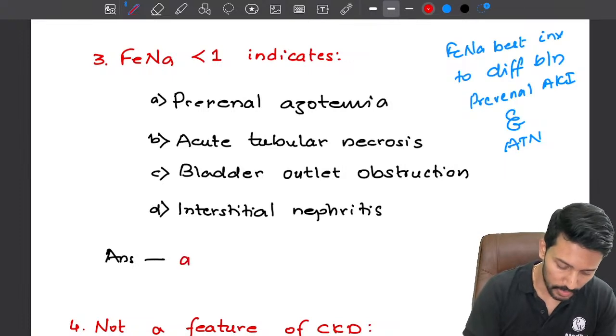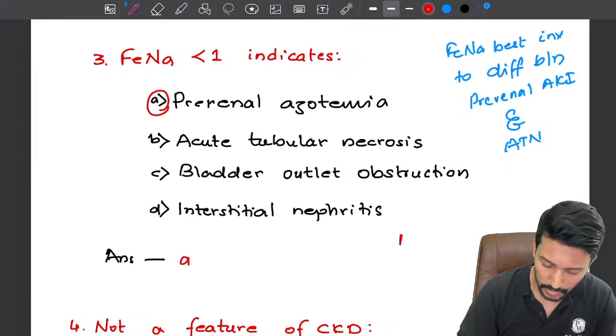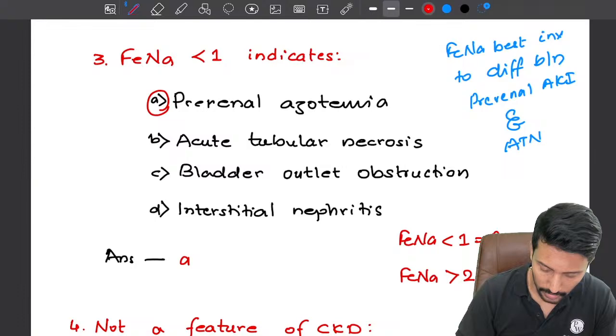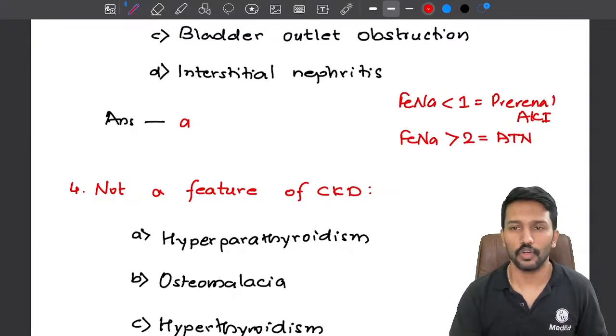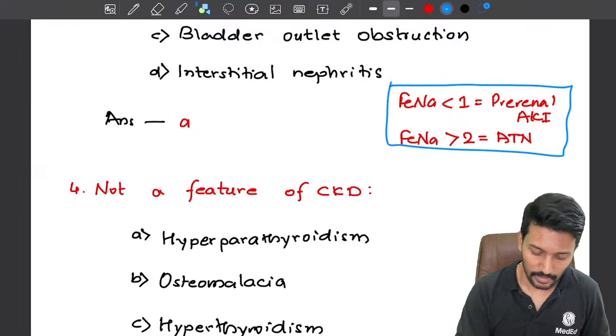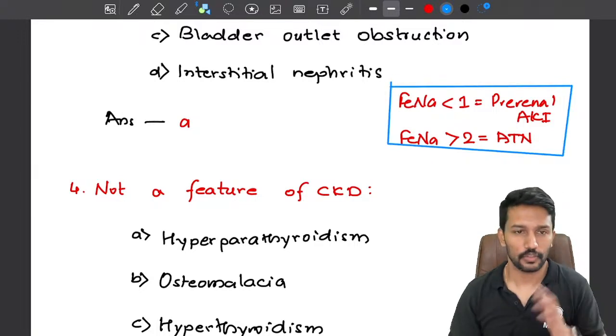So option A would be the answer. Remember here, FeNa less than 1 is equal to pre-renal AKI, and FeNa more than 2 is equal to acute tubular necrosis. So whenever you have a doubt between pre-renal AKI and acute tubular necrosis, this is the best investigation that can lead us to the diagnosis.